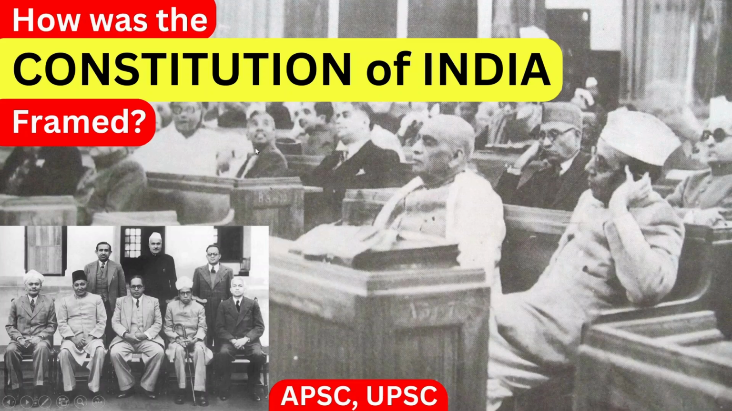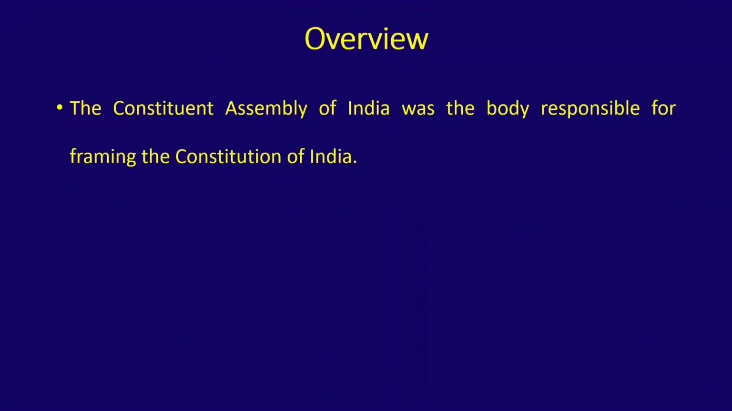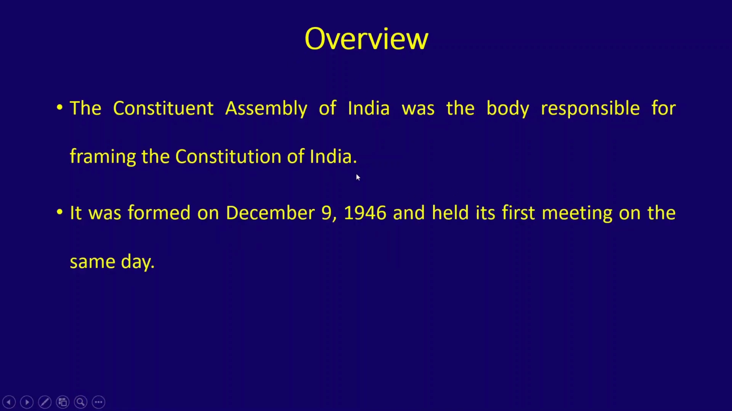Because you know India is a huge and diverse country, therefore framing the constitution of such a huge diverse country was certainly not an easy task. Therefore, in order to frame the constitution, one Constituent Assembly was framed first. Okay, the Constituent Assembly was first framed, which would later frame the constitution of our country.